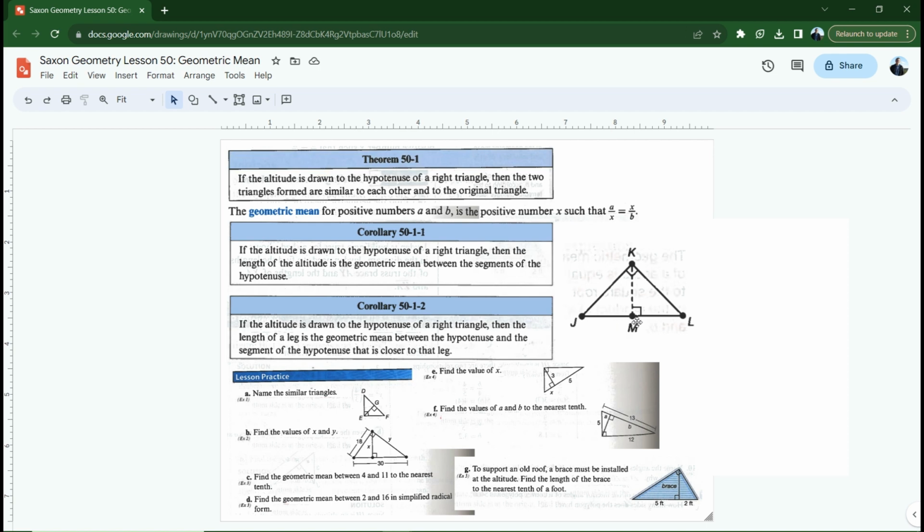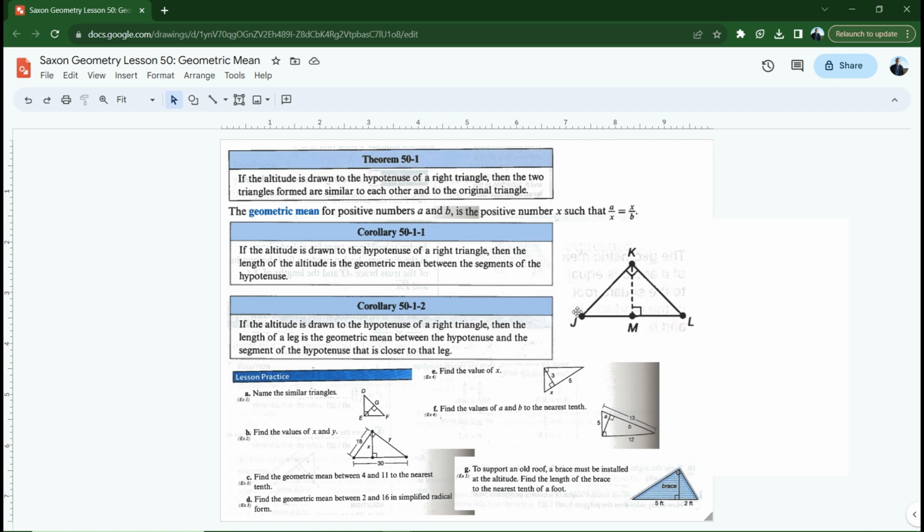Notice that you see three triangles in this picture. The big one on the outside, JKL, small triangle KML, and small triangle JMK. The two triangles internally formed are similar to each other. So we have similar triangles JMK and KML. And not only that, both of those small triangles that are similar to each other are similar to the big triangle. So we have three similar triangles formed. That is kind of amazing.